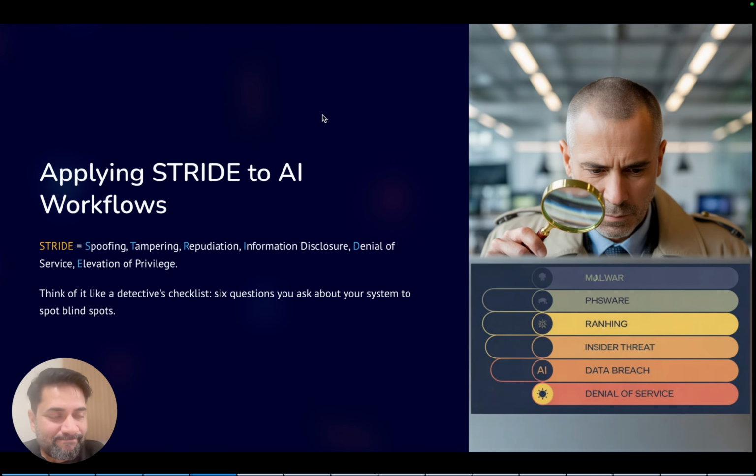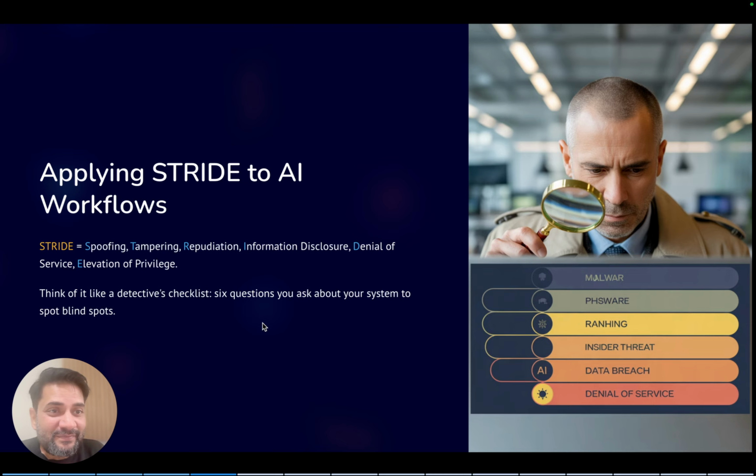Starting with STRIDE, applying STRIDE to AI workflows. So, STRIDE is spoofing, tampering, repudiation, information disclosure, denial of service, and elevation of privilege. Think of it like a detective's checklist. Six questions you ask about your system to spot blind spots, and that is all.